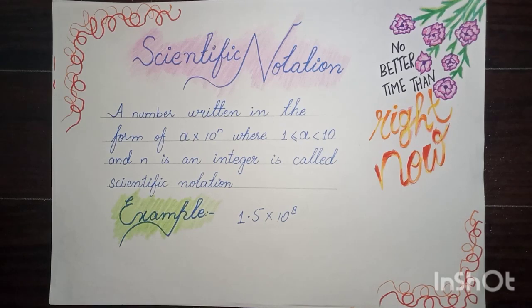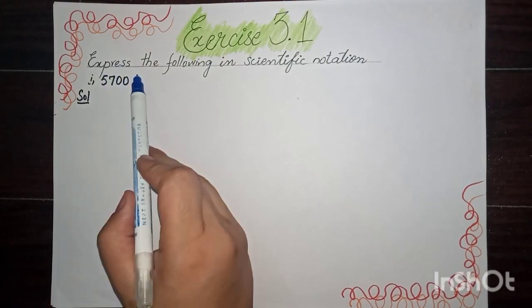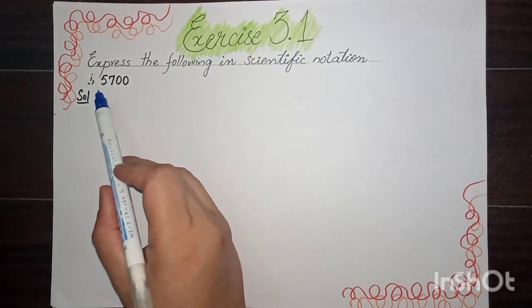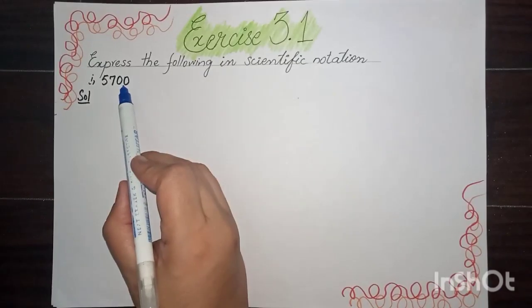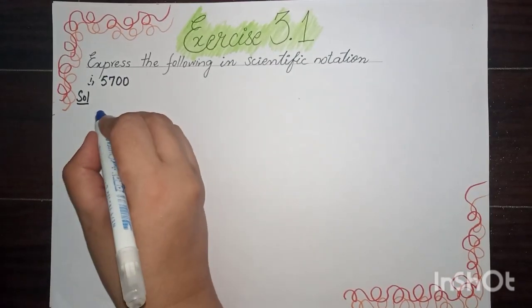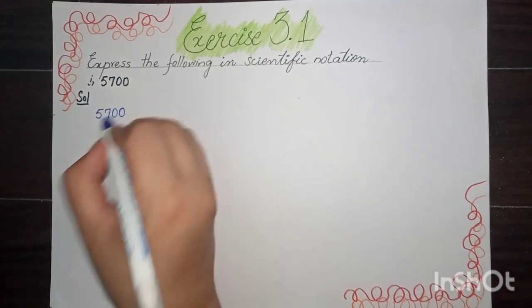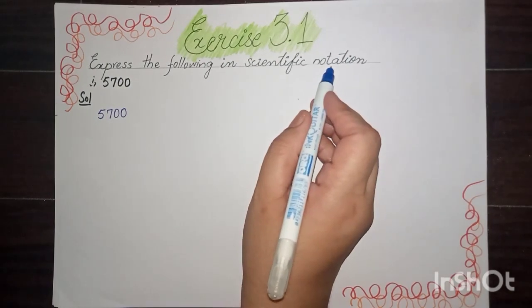Now I am going to solve a few questions related to scientific notation. Exercise 3.1, express the following in scientific notation. My first question is 5700. I will write this number in scientific notation form. So first of all I will write 5700 like this.